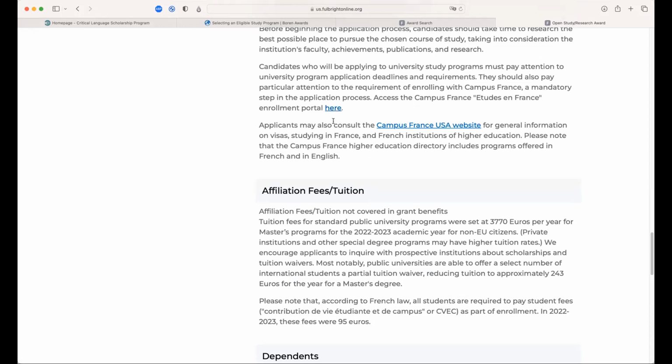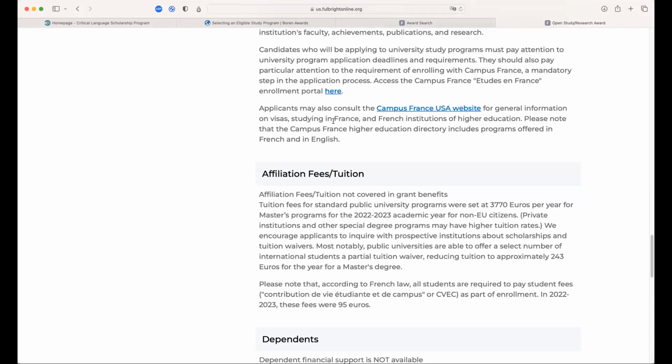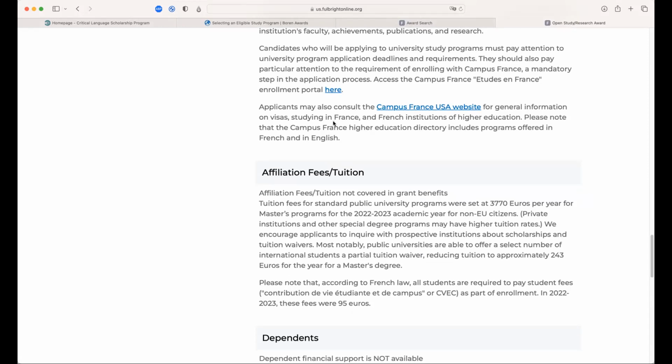Okay, so one of the basic things that happens, this is something that usually throws people off because they see, oh, hold on, they're saying the Fulbright Award does not cover fees or tuition at the institution you're attending. Yes, that is true. And yes, there is in fact an official tuition rate for students who are not citizens of the European Union or France.